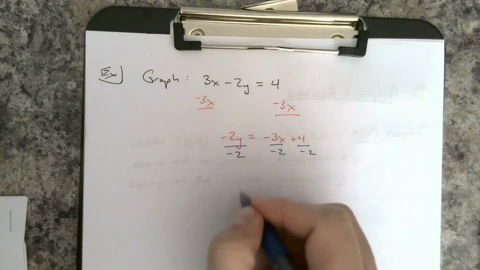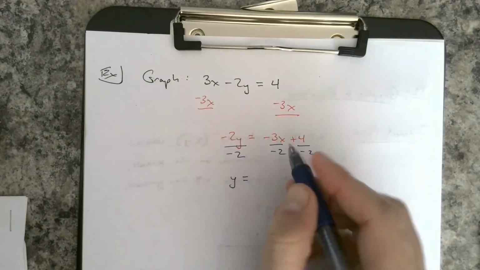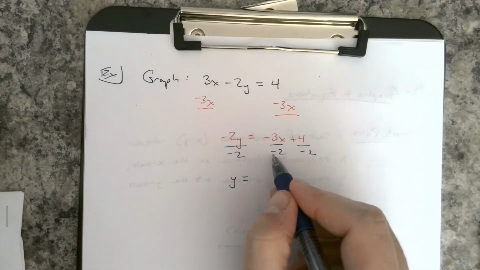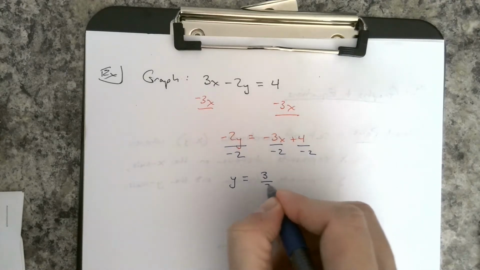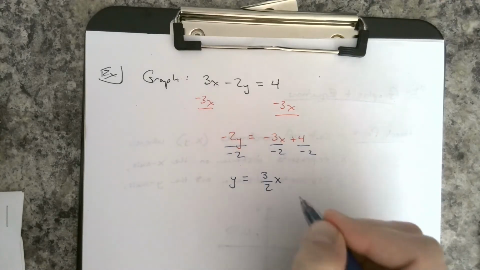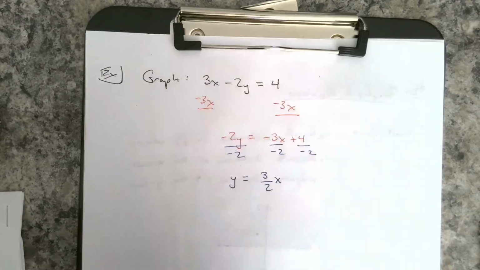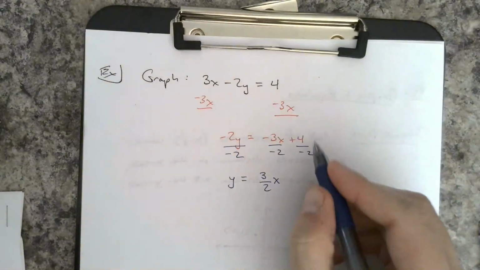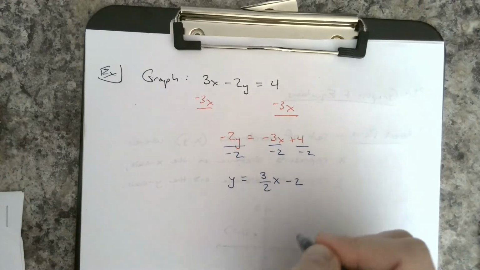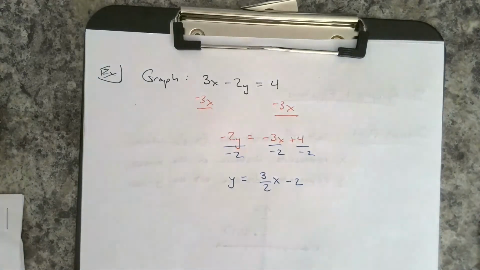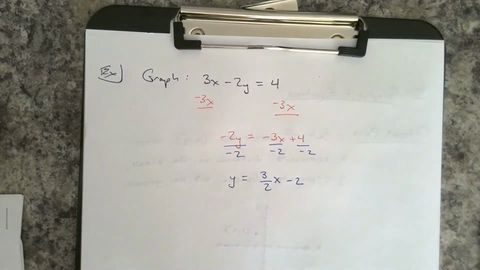So on the left side, these negative 2's cancel. I'm left with y equals. Here, a negative divided by a negative makes a positive 3 over 2. The x comes along, you can write it right next to it or in the numerator, but it is not in the denominator. And then positive 4 divided by negative 2 is minus 2. So now I have the y equals mx plus b type form.